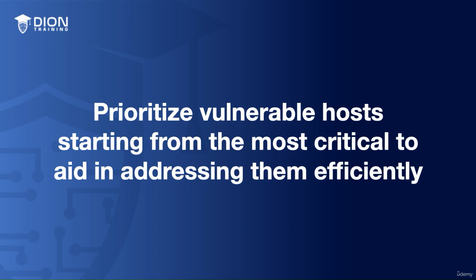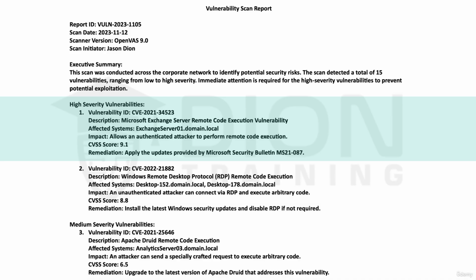Now, as we go through this report, we're going to take a look at these different vulnerabilities and discuss them a little bit. Now, this is a very generic style report. Under the high severity vulnerabilities, the first thing we're going to see is our vulnerability ID. And you'll notice it starts with CVE. That is a common vulnerability and exposure. Then -2021, which was the year it was released, and then -34523, which was the 34,523rd vulnerability released in 2021.